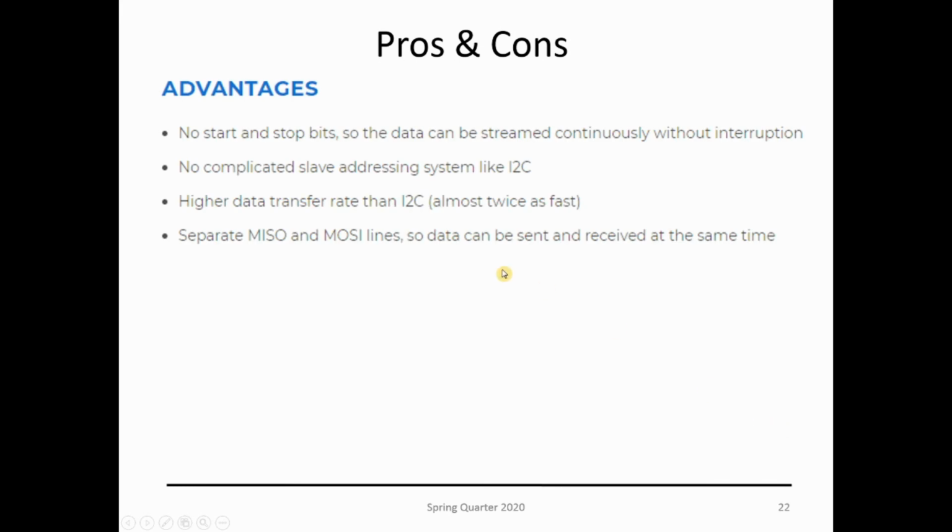Pros and cons: there are no start or stop bits, so the data can be streamed continuously. No complicated slave addressing system like I2C. Higher data transfer, normally a little bit higher than I2C, and you have separate transmitting and receiving lines, so data can be sent and received at the same time.